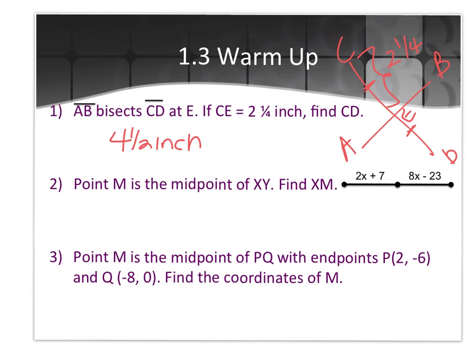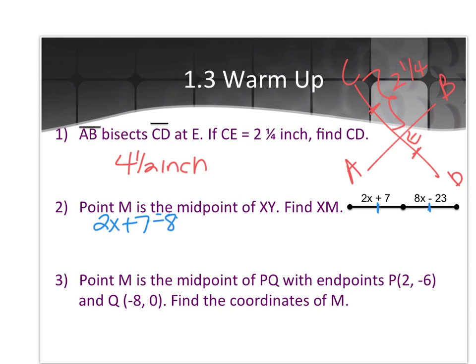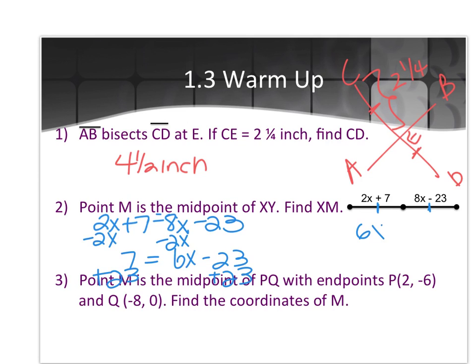Number 2 says point M is the midpoint of XY. Find XM. So now we're talking midpoint. What's a midpoint? The middle, right? So these two are congruent, and if I wanted to solve for x, I would set them equal to each other. Subtract the 2x. Add the 23. I get 6x equals 30, and x equals 5.